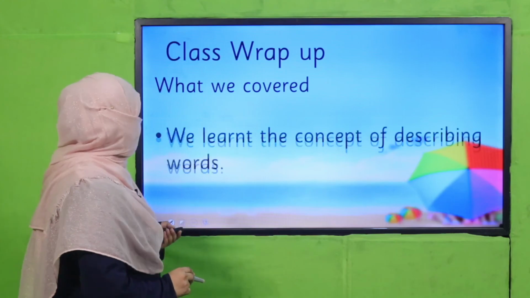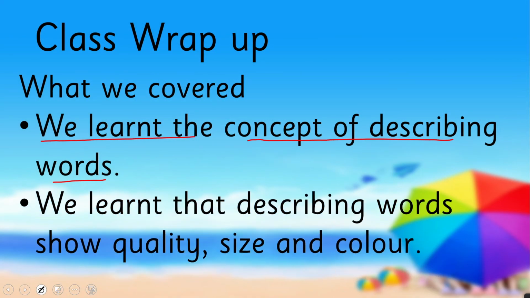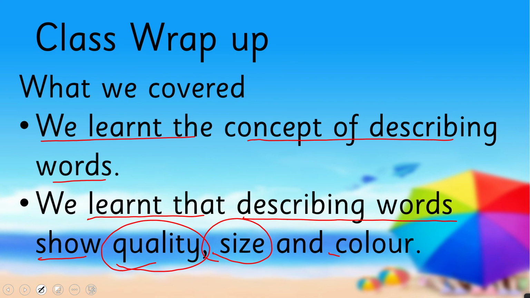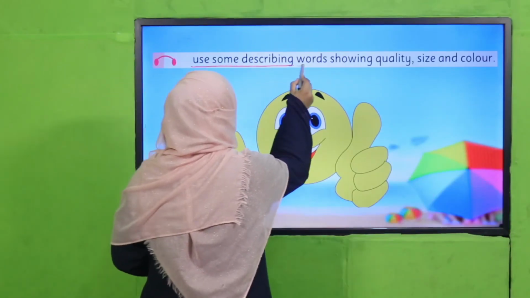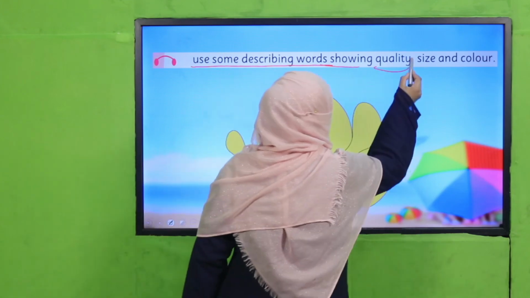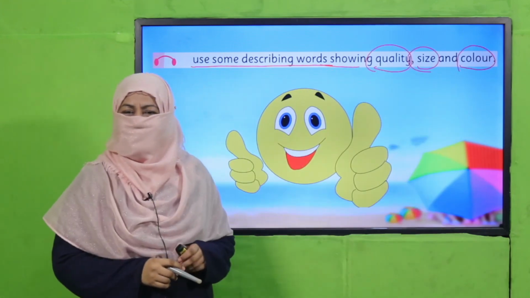And what we have learned today, we learned the concept of describing words, and we learned that describing words show quality, size, and color. So in this way, we achieved our SLO to use some describing words showing quality, size, and color. Are we done with it?